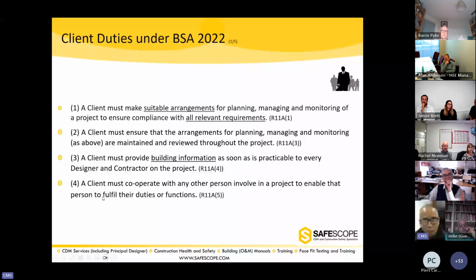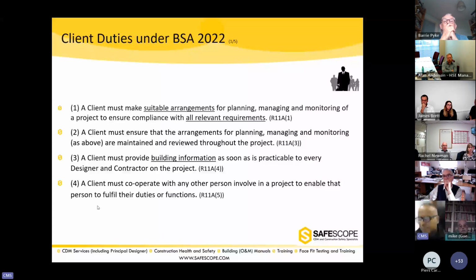A client must provide the building information, similar sort of wording and structure as the CDM regulations, but instead of pre-construction information, now they're talking about the building information, as soon as is practicable to the designers and contractors. And perhaps in my mind, there would be a lot of similarities between the PCI and the building information, but then the ultimate focus of those two documents will be different.